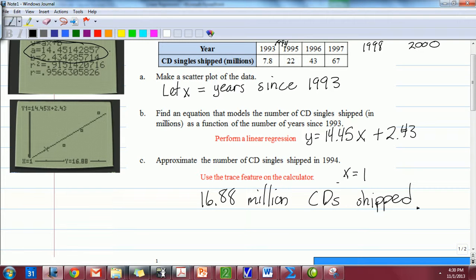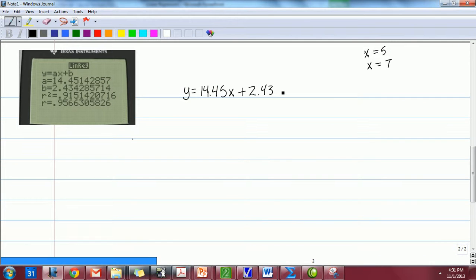So the way we find those is, since that X is represented by the years since 1993, then if it's 1998, that means that X equals 5. And if in fact it is 2000, then that means that X equals 7. So you want to find out each one of those. Unfortunately, extrapolations you have to do by hand. You can't really do it in the calculator.